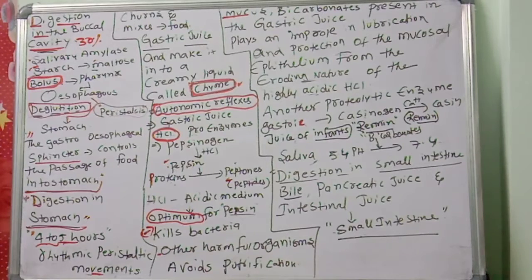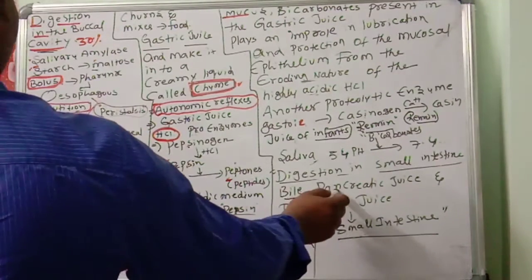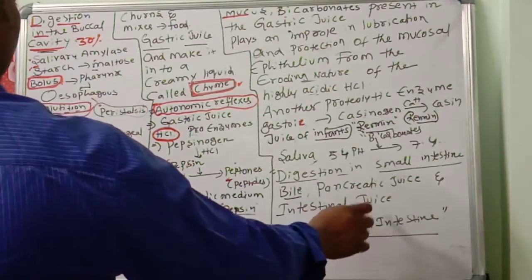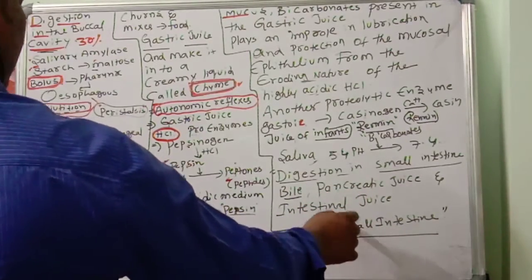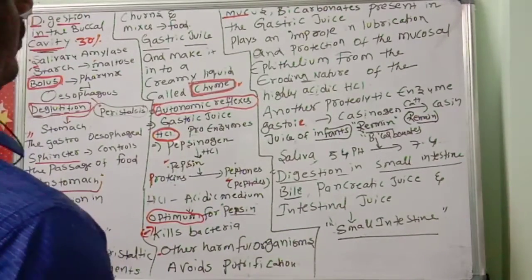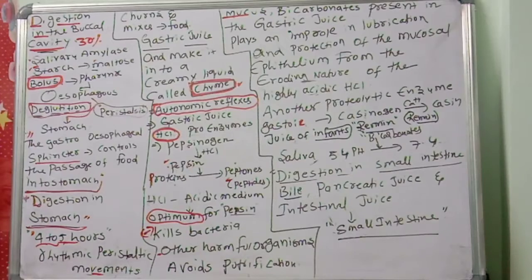Now, digestion in the small intestine. Digestion in the small intestine is very simple. Why? Bile from the liver, pancreatic juice from the pancreas, and the intestinal secretion, succus entericus, all enter and act on the food in the small intestine, and 99% of digestion and absorption takes place in the small intestine. Okay, children.